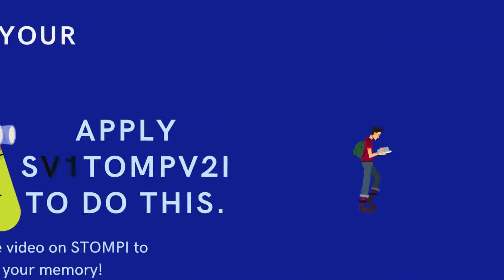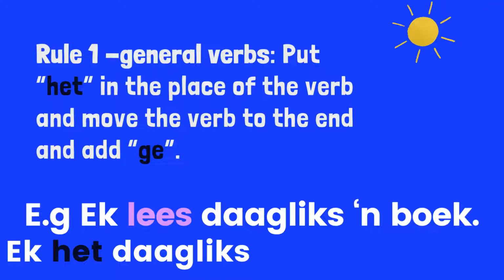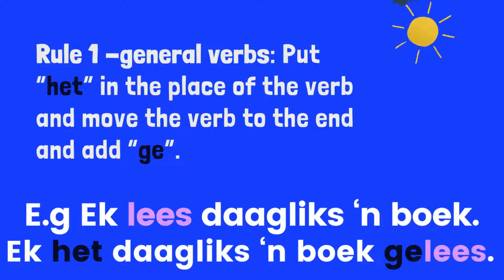To apply Rule 1, put het in the place of the verb, move the verb to the end of the sentence, and add ge as a prefix. In our example, lees is the verb. We put het in the place of lees, move lees to the end of the sentence, and add the prefix ge to complete the sentence. Ek lees daagliks 'n boek becomes ek het daagliks 'n boek gelees.